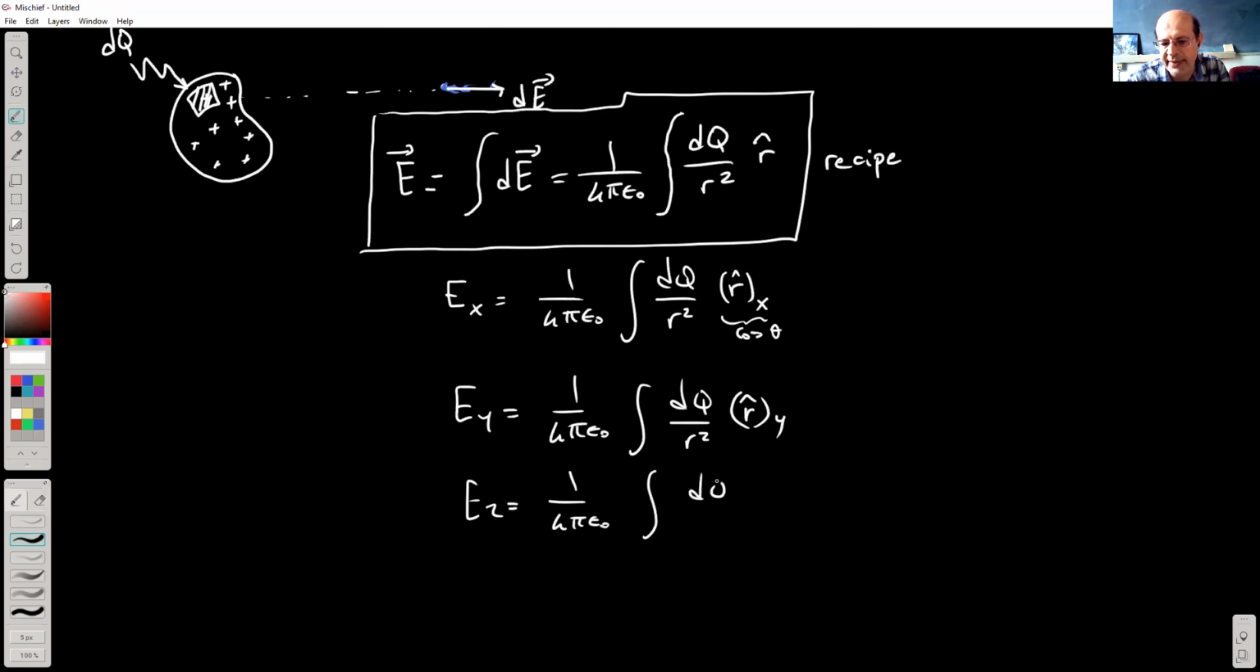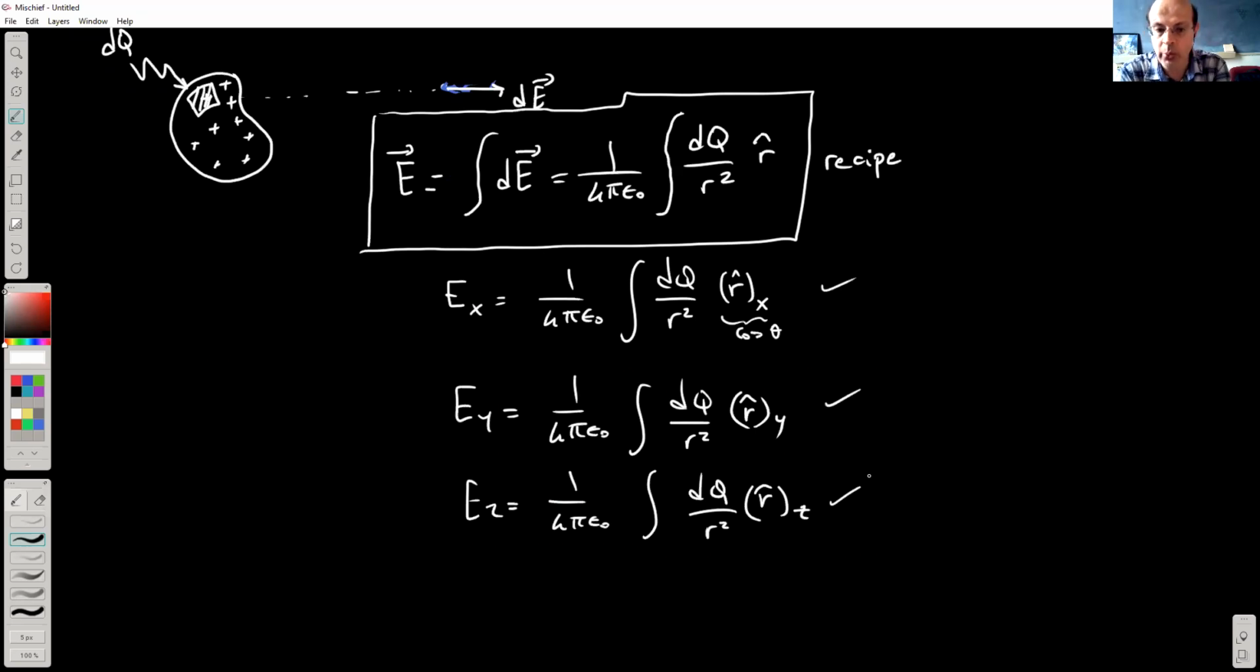So let me write this thing down. And the z component and so on. So as a result, you evaluate all of these separately. So as a result, in principle, you have three integrals that you need to compute.